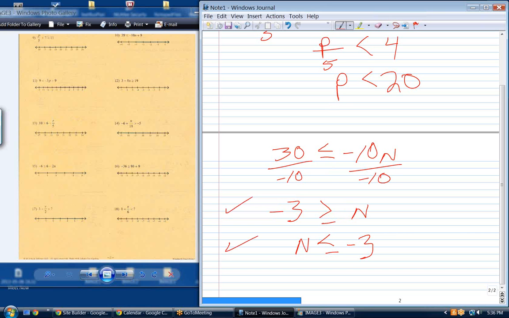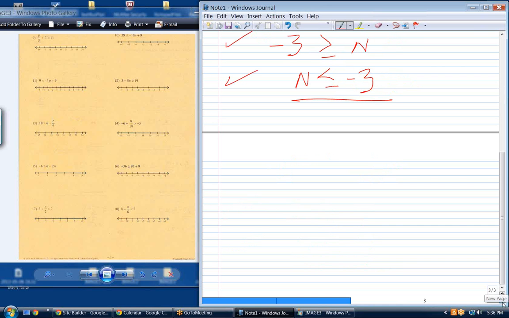And now that we have it written this way, it's really easy to do the graphing part. So would it be a closed circle on -3 going left? Correct. Cool.